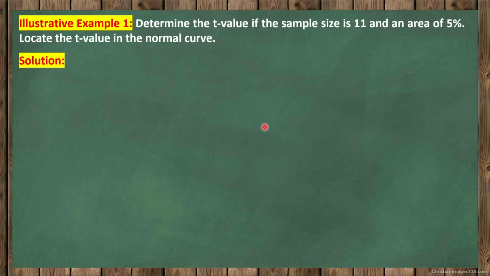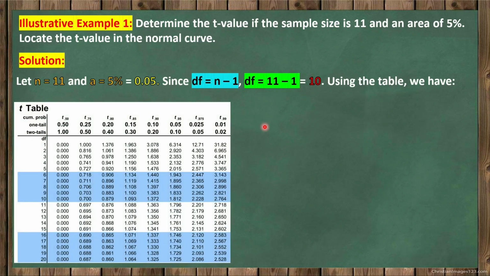So first, let us first write the given. So we let n be equal to 11. Take note that n is the sample size, no? And A is 5%. Yung A po, ibig sabihin, that is the area. Ang area po is 5%. And it should be converted into decimal number. So 5% in decimal is 0.05.